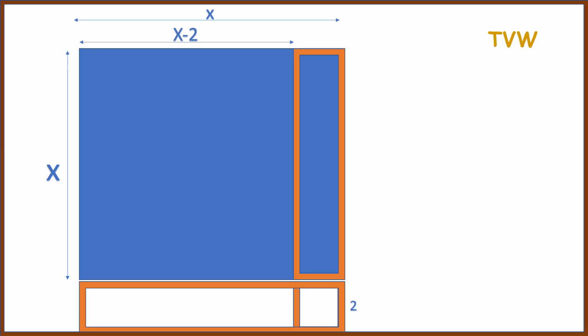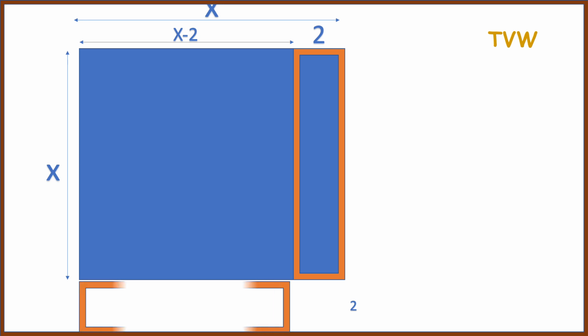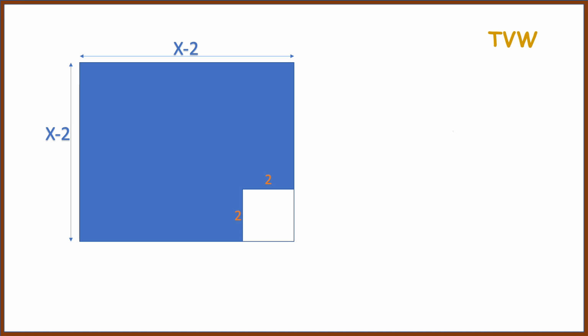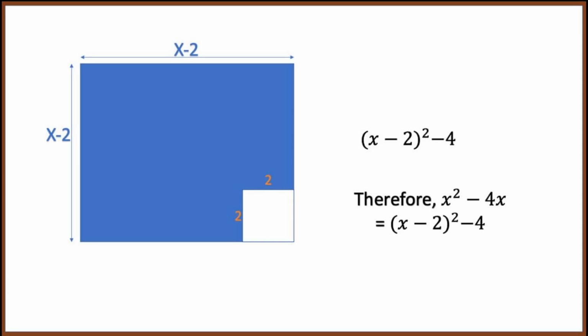Okay, let me subtract the first rectangle. When I subtract the first rectangle, the bottom rectangle has 2 parts, right? 1 and the square. That's how I need to subtract. So, once I subtract the small square that is 2 by 2, I can write this as x minus 2 the whole square minus 4. Therefore, x squared minus 4x can also be written as x minus 2 the whole square minus 4.